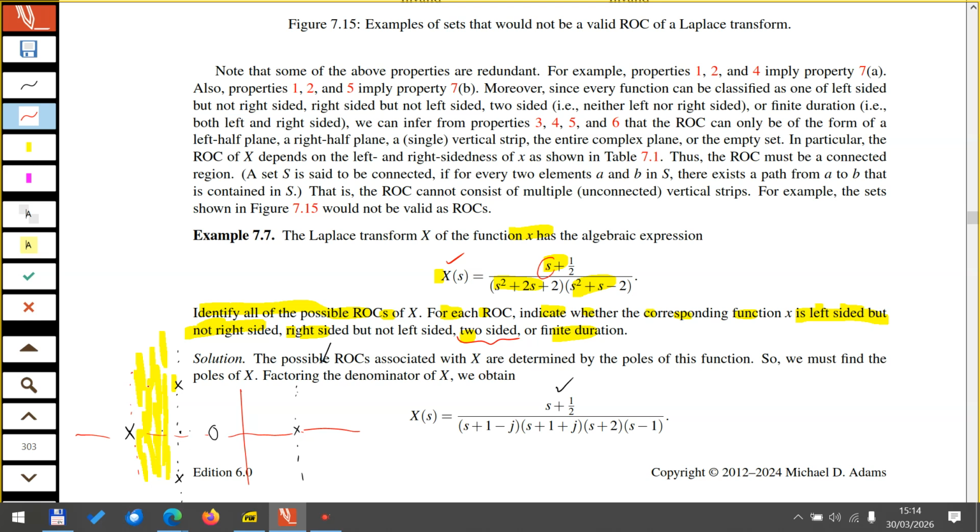And your ROC suggests that zero is outside that, right? So it must converge here, right?